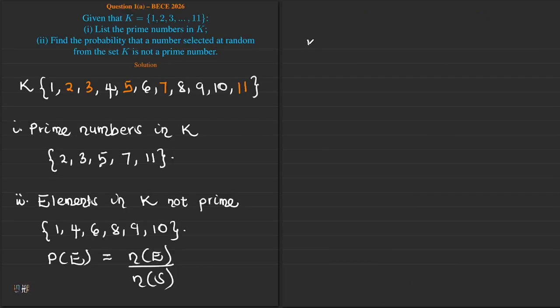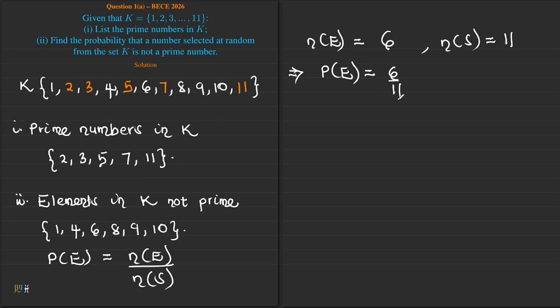So the number of elements in this event, there are 1, 2, 3, 4, 5, 6. So there are 6. And the number of elements in the sample space, this here is our sample space, 1, 2, 3, 4, 5, 6, 7, 8, 9, 10, 11. So there are 11. It simply implies that the probability of our event, the elements in K that are not prime, is equal to 6 over 11.